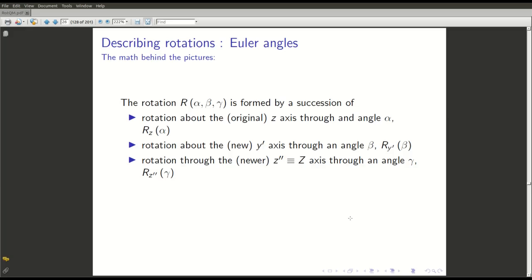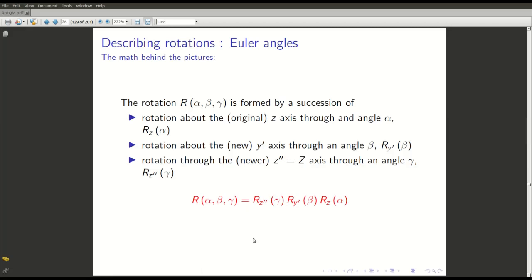So finally, if we string them all together, we get R(alpha, beta, gamma) is R_Z''(gamma) R_Y'(beta) R_Z(alpha). Remember once again, the matrix on the right acts first. So this is the first rotation, then we have the second rotation, and finally we have this third rotation.